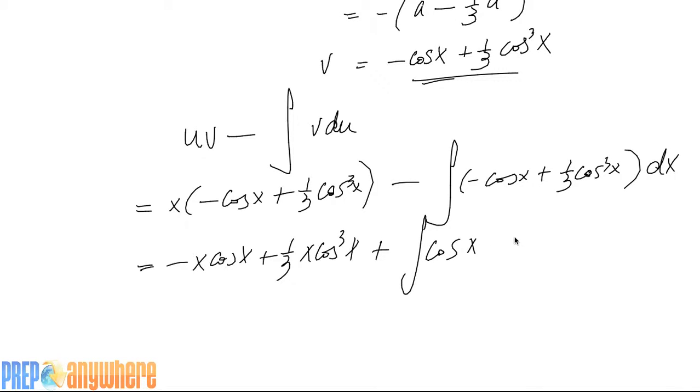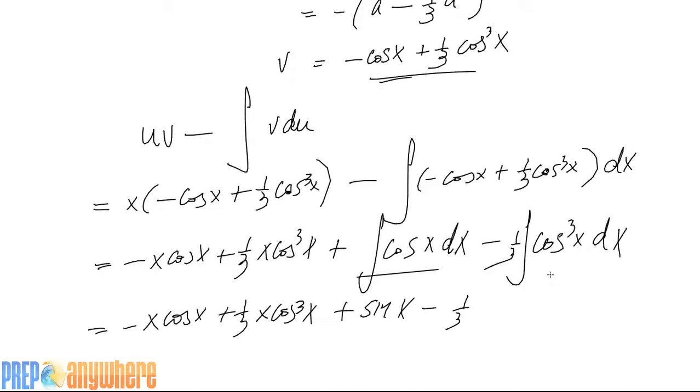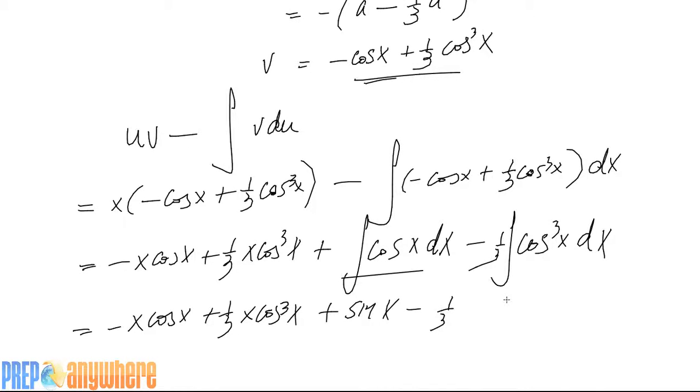So I'm going to separate this integral already, like that. 1/3 cosine cubed x dx. So that's very easy. We're almost there. That's just going to be sine of x. This, we have to go through the process again. The integration of cosine cubed, right?